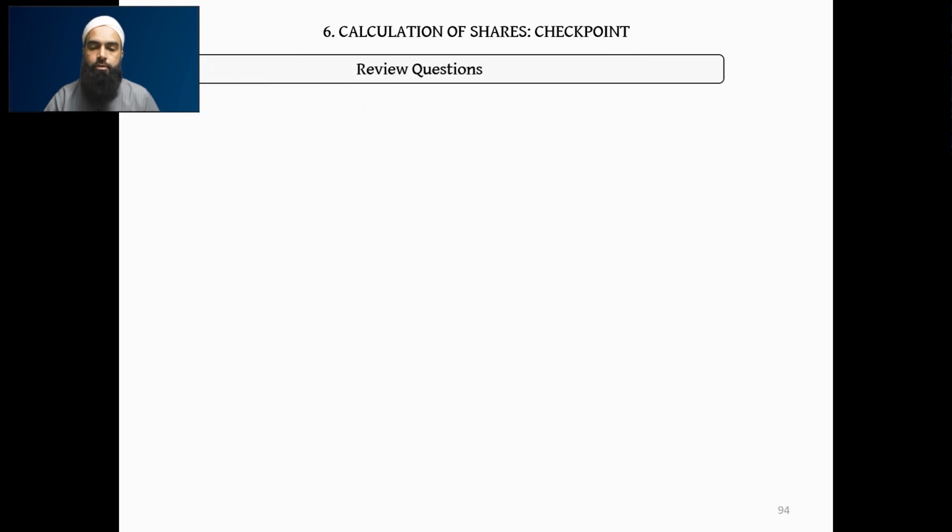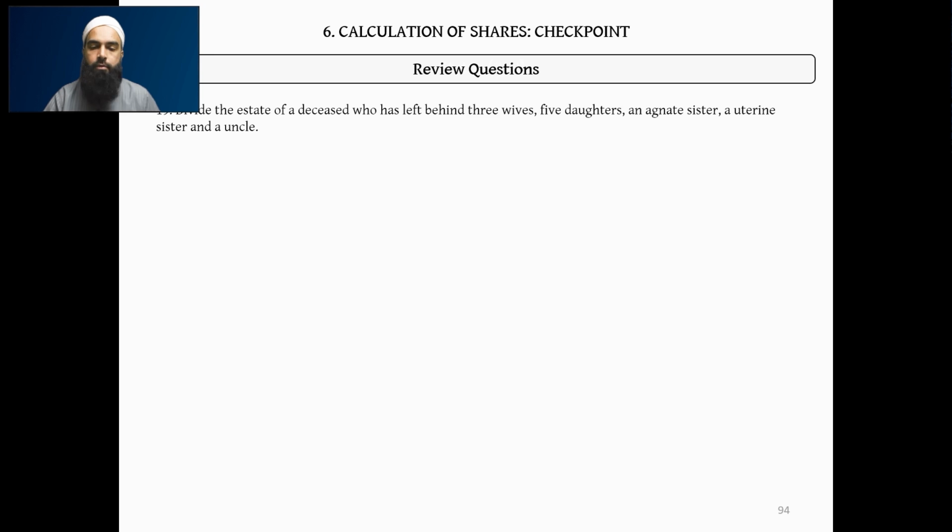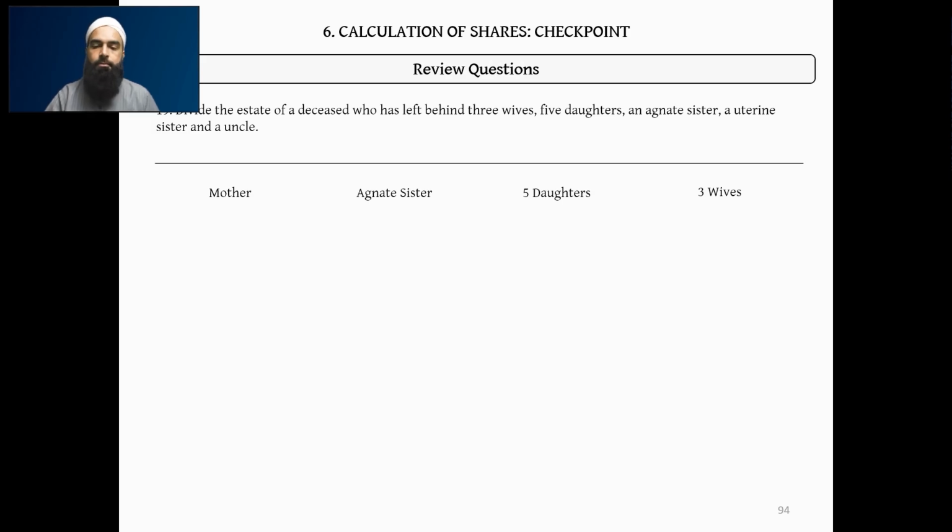Another question. There are 3 wives, 5 daughters, an agnate sister, and a uterine sister and an uncle. So you write them all down. Sorry, this is a different scenario. So you've got 3 wives, 5 daughters, an agnate sister, and I've written mother here, sorry. So the scenario is the mother. Slightly changed scenario. So what happens here?